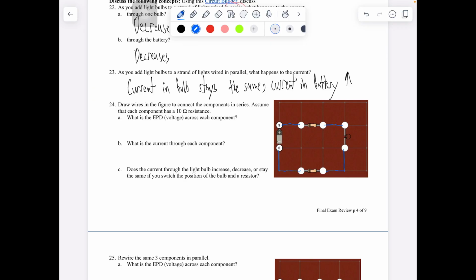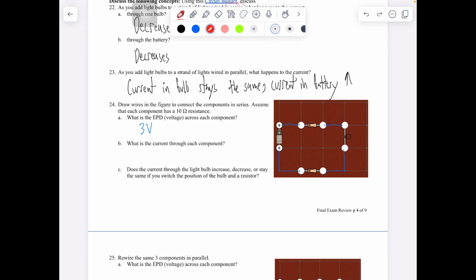Okay. If each one has the same resistance, well, we have 9 volts. We see that from our battery. It's right here. We're going to drop evenly. So the electric potential difference across each component would be 3 volts. We get that from our loop rule, where it says if we do one full loop, we have to drop all our voltage from the battery. So we drop 3, 3, and 3, leaving us with 0 right here before we pass through our battery and get brought back up to 9.